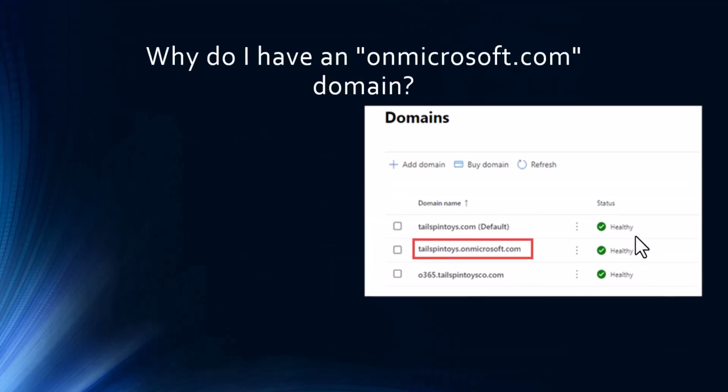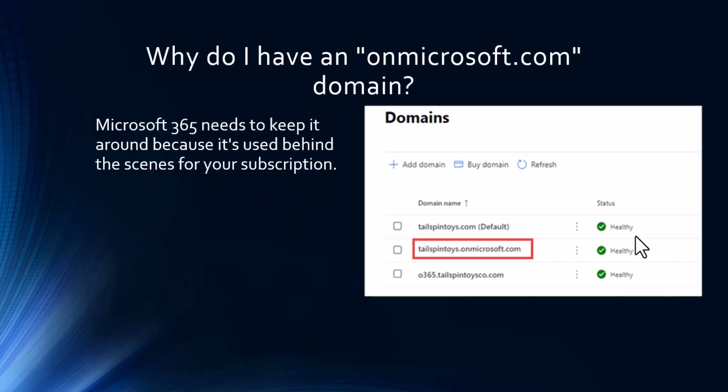The next question is, why do I have the onmicrosoft.com domain in the first place? Basically, Microsoft needs to keep the onmicrosoft.com domain because it is used behind the scenes for your subscription. The moment you set up your Microsoft 365 tenant or account, the subscription is provisioned with what we call the onmicrosoft domain. Even Microsoft's own tenant is a Microsoft.onmicrosoft domain, because that is what is used to manage your tenant and your subscription behind the scenes.